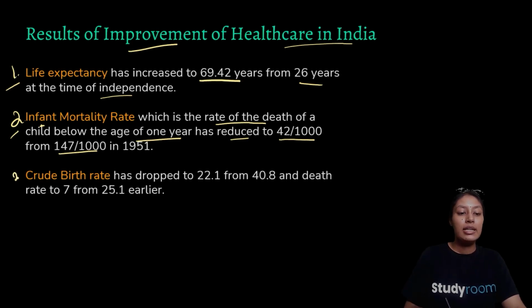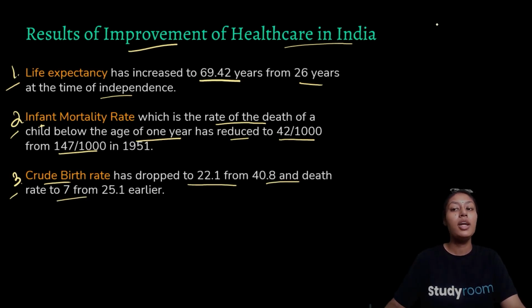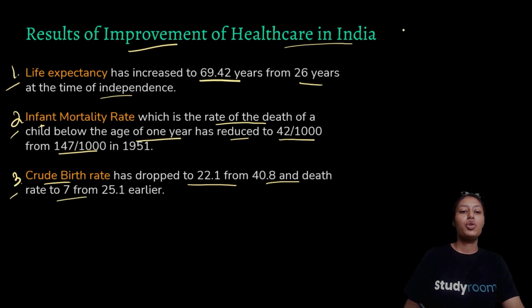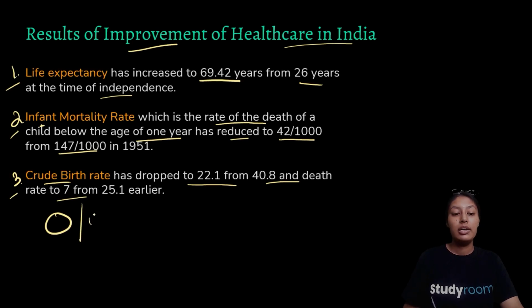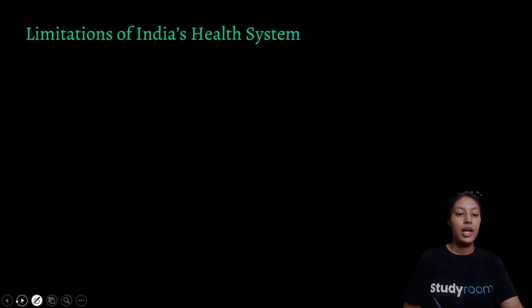The third point here is the crude birth rate. Crude birth rate has dropped to 22.1 from 40.8, and the death rate to 7 from 25.1 earlier. Crude birth rate is the total number of live births per thousand population. It is called crude birth rate, right?